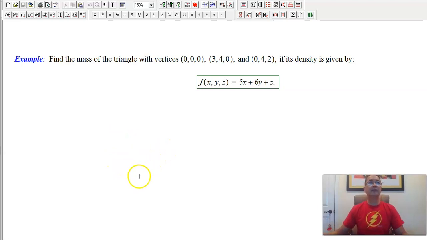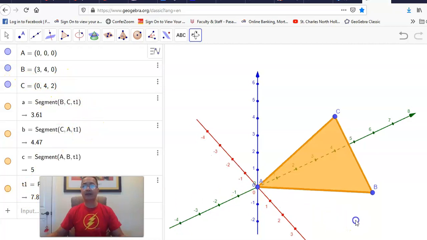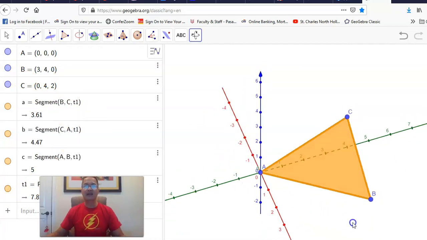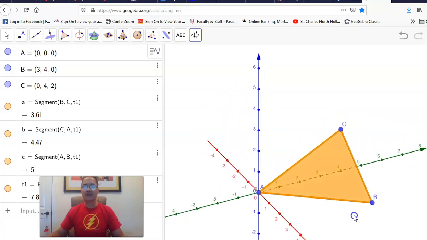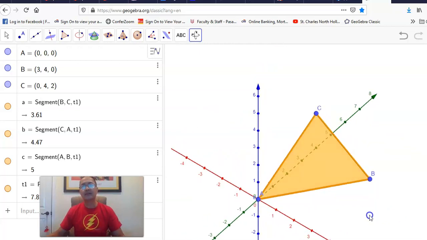So let's go to GeoGebra and look at this triangle and see the best way to integrate. Okay, here are our 3 points. I already made the polygon right there. And yeah, I don't like the default color at all. Ugly brown. So here we go, we have this triangle.